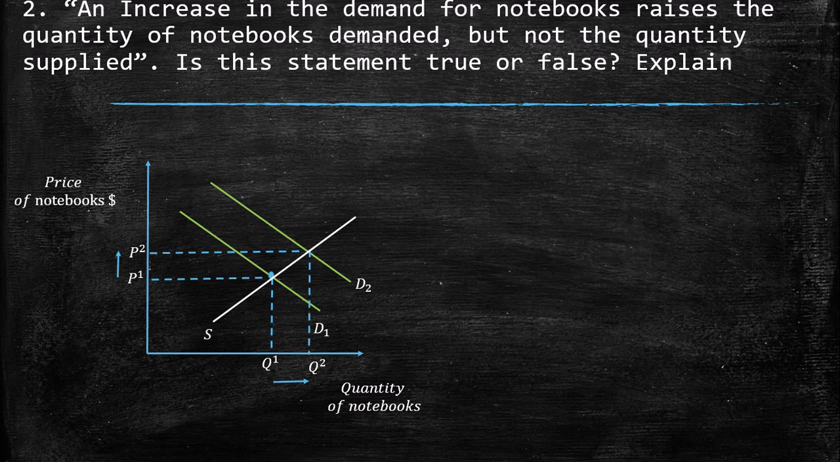So what about "but not the quantity supplied"? As we see here, there is no change. I mean, there's not going to be a shift in the supply curve. There's going to be a movement along the curve, so there's going to be an increase in the quantity supplied as well. It's going to be an increase, but there's not going to be a shift of the curve. So given all else remains the same, with no other change, the statement is false, because for the supply there is a movement along the curve.